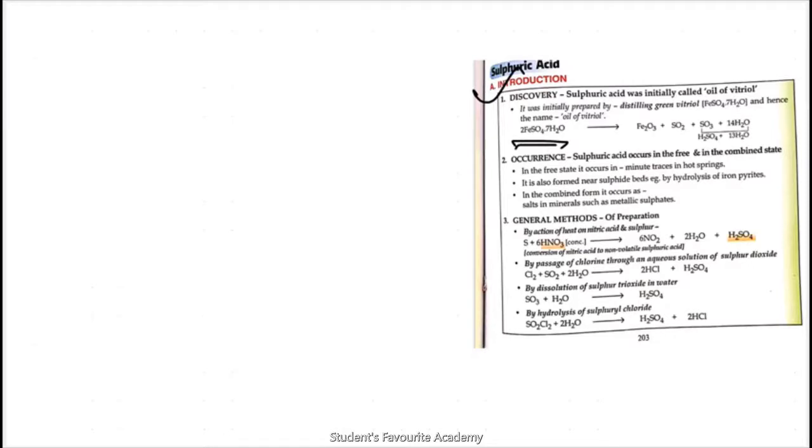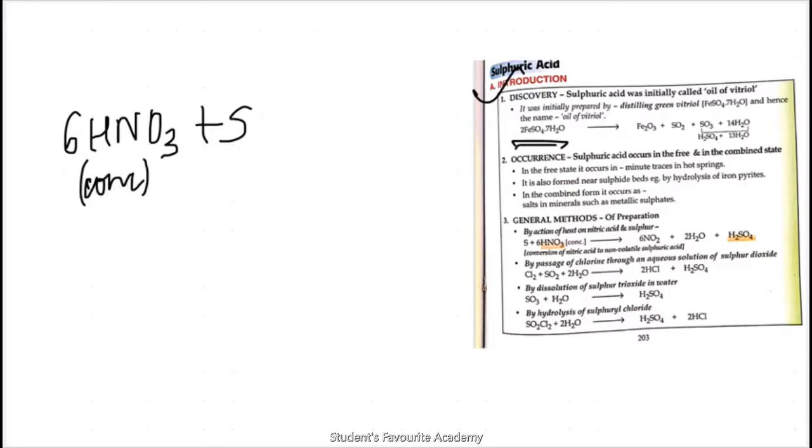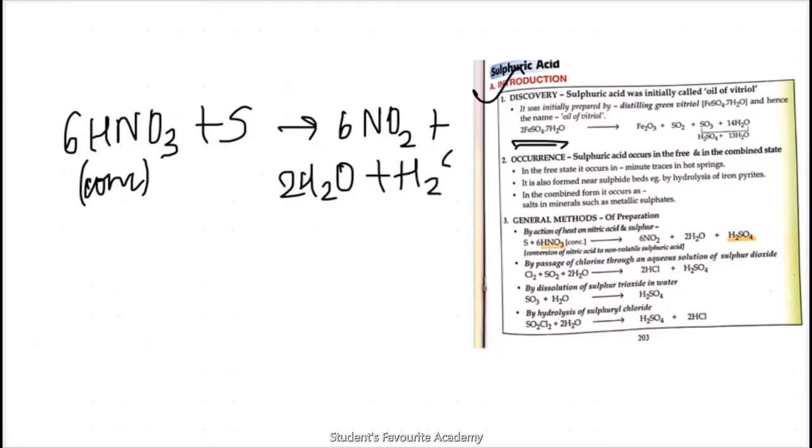What is nitric acid, children? This is HNO3. When it reacts with sulfur, the non-metal, you should know that this nitric acid has to be concentrated. Then upon reaction it gives 6NO2 plus 2H2O plus H2SO4. So if you have sulfur and concentrated nitric acid in your laboratory, you can easily get sulfuric acid.